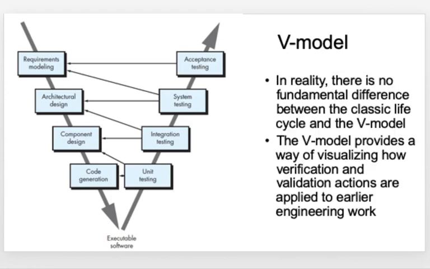Basically, there is no fundamental difference between the classical lifecycle model and the V model. The V model provides a way of visualizing the verification and validation actions in software engineering. Otherwise, the V model and the classical lifecycle model are fundamentally the same.